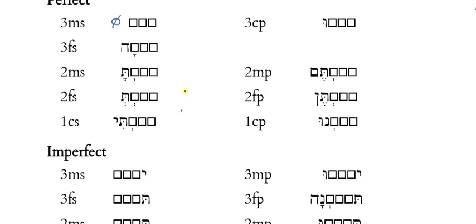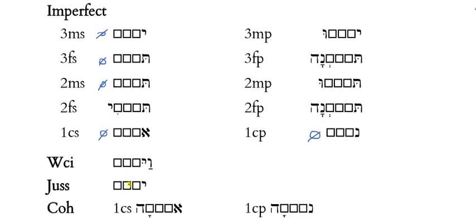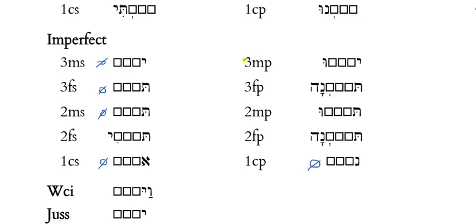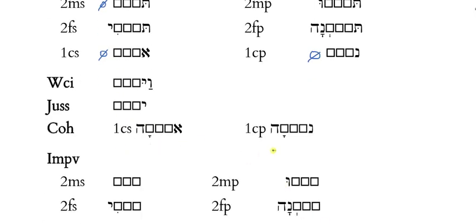Okay? In the imperfect, on the left side, the singular side, 4 of my 5 forms have zero ending. The 2fs is the only one that actually has an inflectional ending. And then on the plural side, it's only the 1cp form that has zero ending. So these are going to be the ones in the imperfect that we want to pay attention to with zero ending. Notice that in the WCIs and the jussives, my zero ending forms are the same as they are in the imperfect. So wherever the imperfect has no ending and on the back side, WCIs and jussives do the same thing. The cohortative takes qamets he there, as you remember.